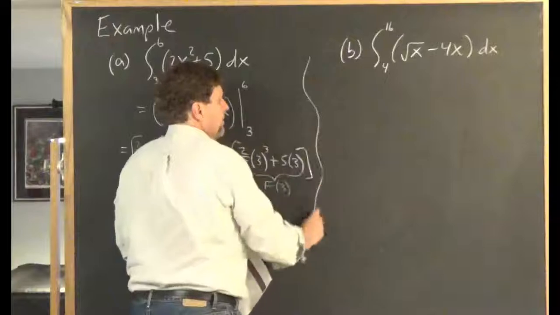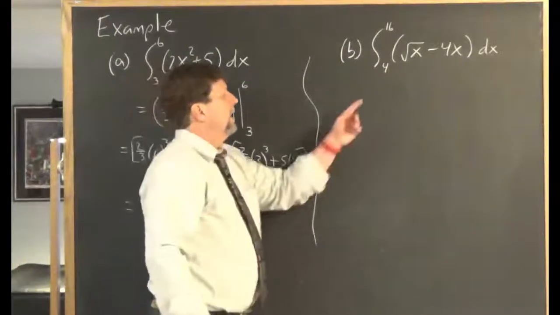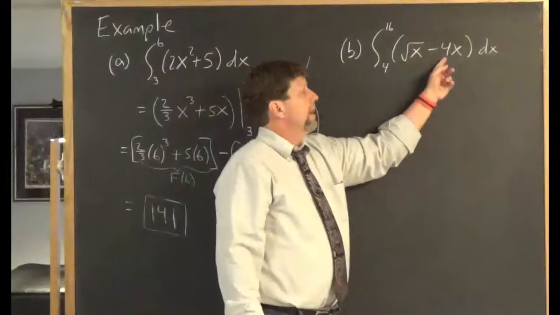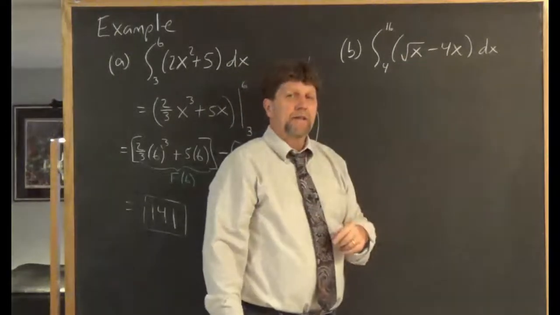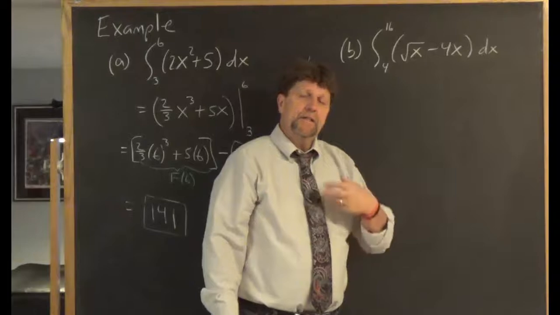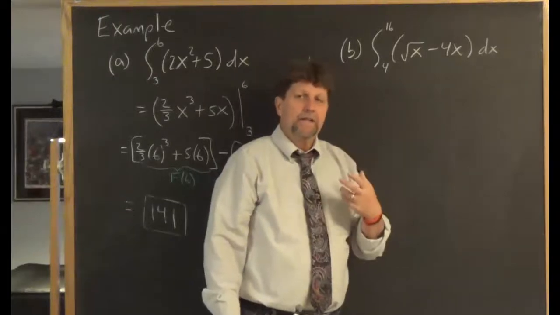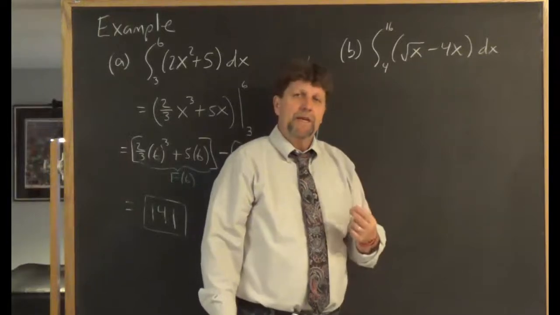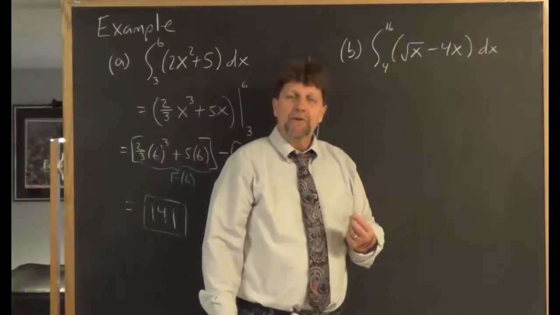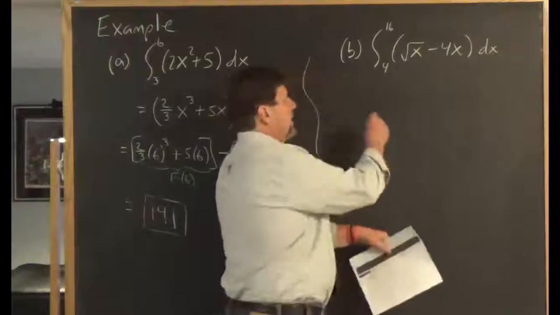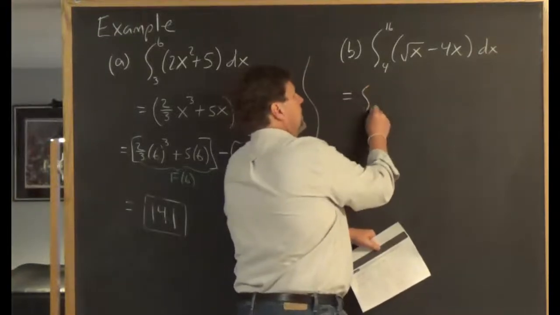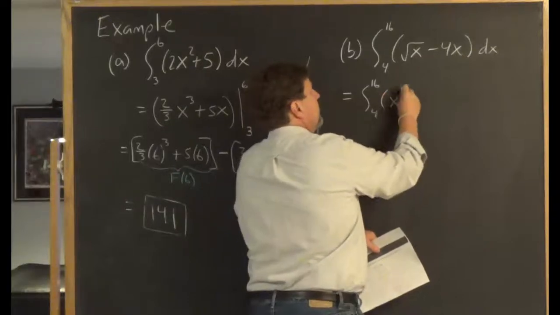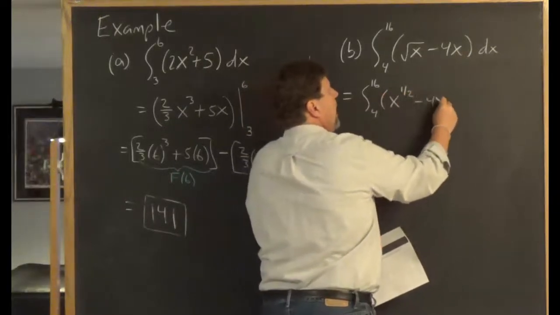Let's try the one we have over here in part B. Integrate from 4 to 6, square root x minus 4x dx. So we have to begin evaluating this definite integral using the fundamental theorem of calculus. We have to begin by getting an antiderivative. So I would start actually with some algebra, rewriting the square root as x to the 1/2.